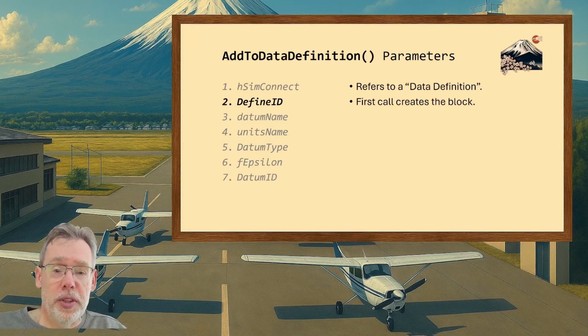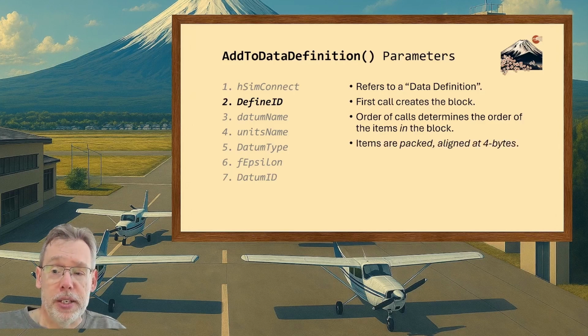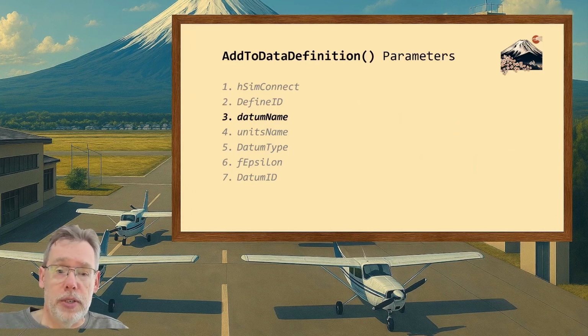The first call with a particular define ID actually creates that block as seen from SimConnect. The order of the calls determines the order of the items within the block. Items are packed in the block, but aligned at 4 bytes. This is actually only relevant if you use a variable length string. All the other values happen to be multiples of 4 bytes long. If you're using tagged data, then each one will be prefixed with a 32-bit integer, and that is the datum ID.